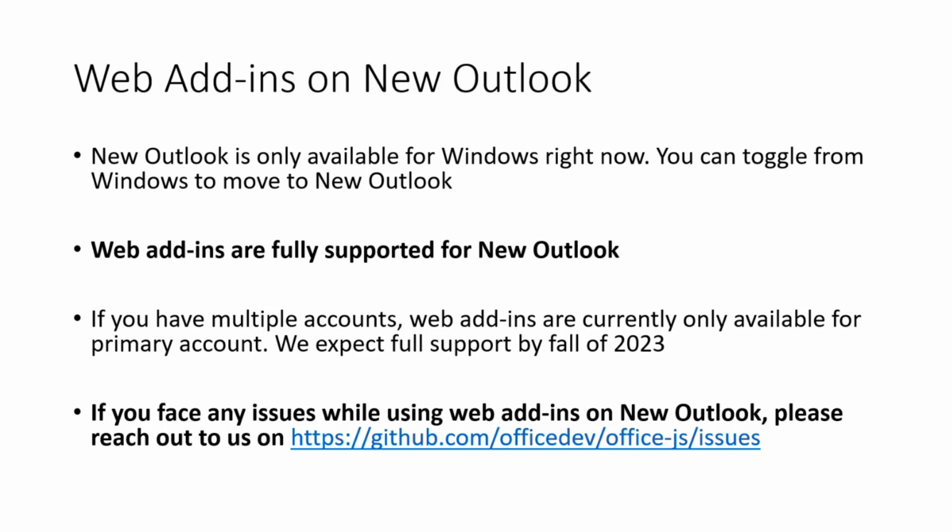However, in case you have multiple accounts in Outlook, web add-ins are currently available only for the primary account, and will be disabled if you move to another account. We expect full add-in support for secondary accounts to come by fall of 2023. I'd like to call out that this is a very good time to test your add-ins on new Outlook because many of your users will start seeing this toggle. Please reach out to us if you face any issues while using your add-in.